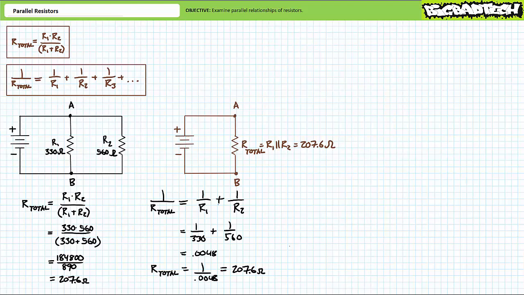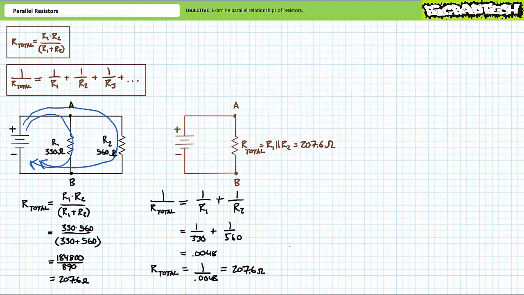To obtain the final answer, we need to invert this value. 1 over 0.0048 is roughly 207.6 ohms as previously. You note the total resistance of this parallel combination of two resistors is less than the smallest resistor constituting this relationship. It makes sense. Given the source has a choice of two paths rather than just one, it is entirely understandable that the source would see less resistance.